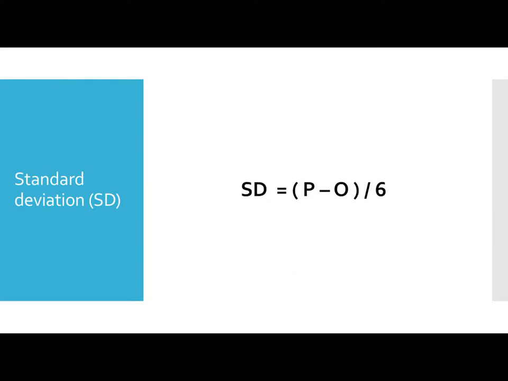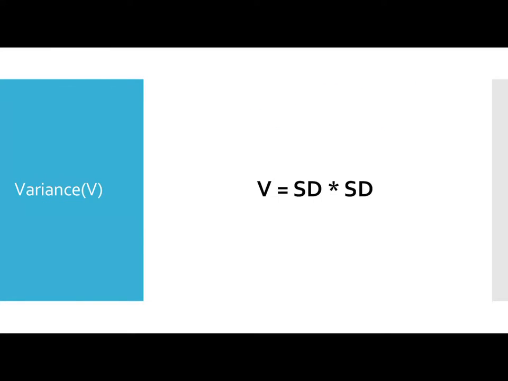Another thing, standard deviation is the pessimistic value minus the optimistic value, whole divided by 6. Standard deviation always helps you in giving the range. SD is the standard deviation. Now variance for the estimation is nothing but standard deviation squared. Remember this. You'll get some problems, and you can answer those problems with this.